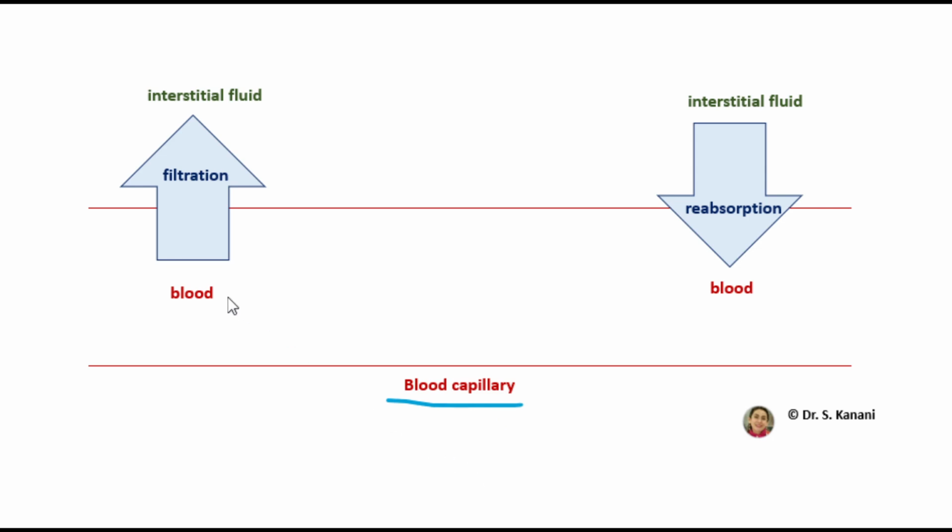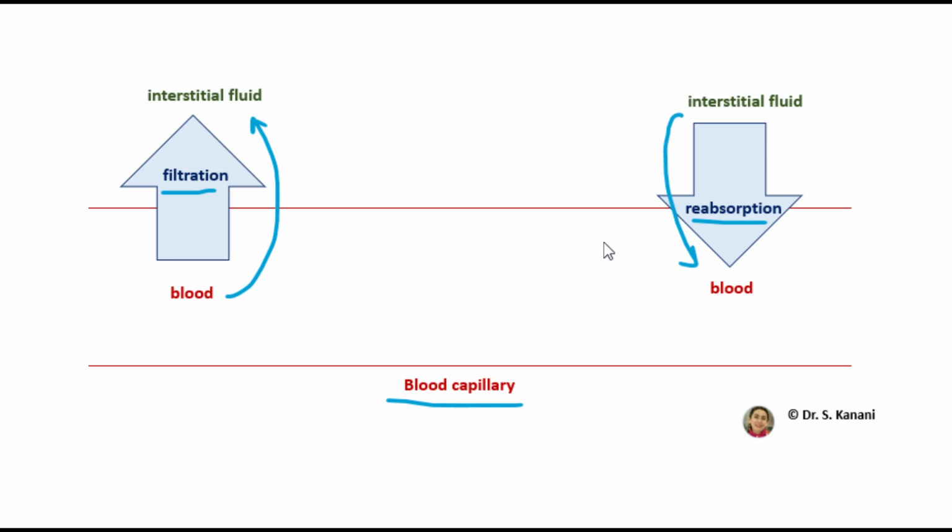And when we focus on our blood capillaries, we see that bulk flow could happen in two different directions. Either from blood, water, and solute are pushed out into the interstitial fluid. If that's the case, we name this filtration. Or water and solute from interstitial fluid are pushed back into blood. This type of bulk flow is called reabsorption. So the direction that water and solute are pushed would be different between filtration and reabsorption.